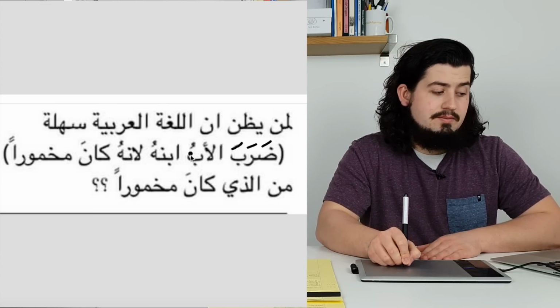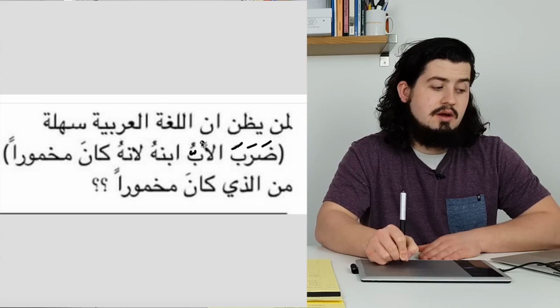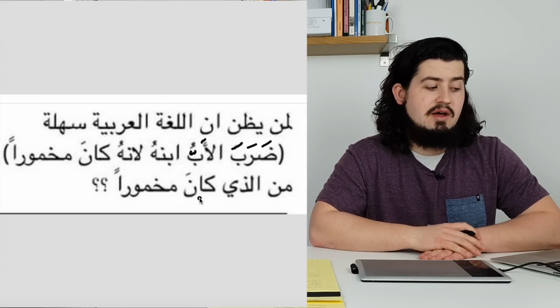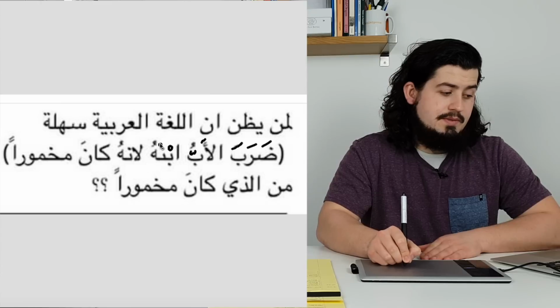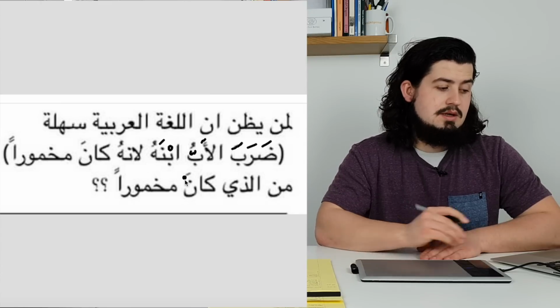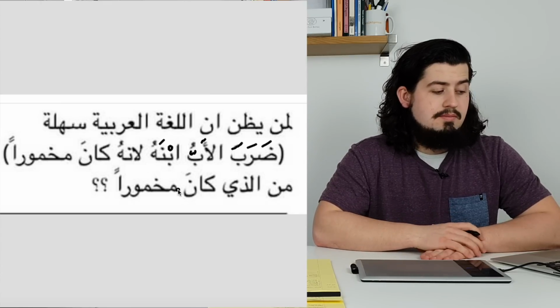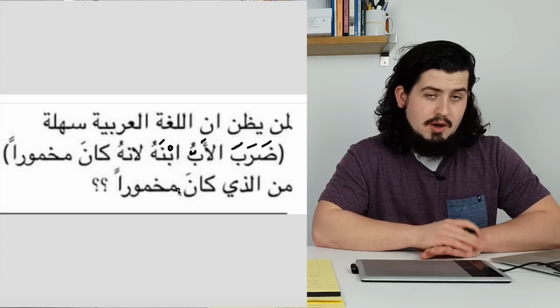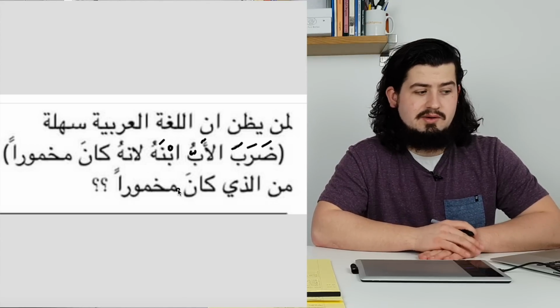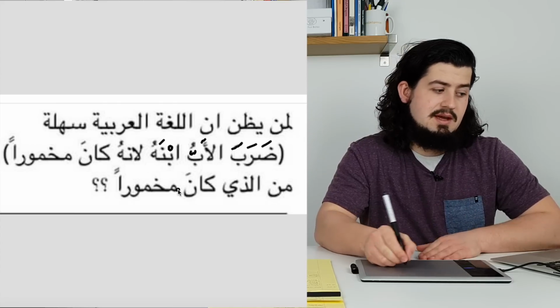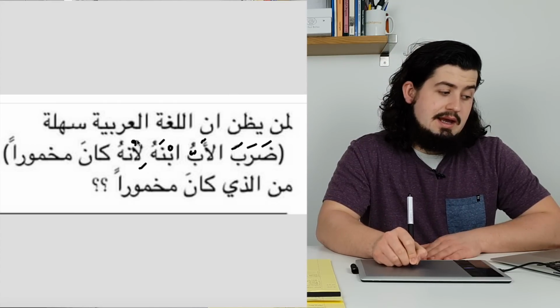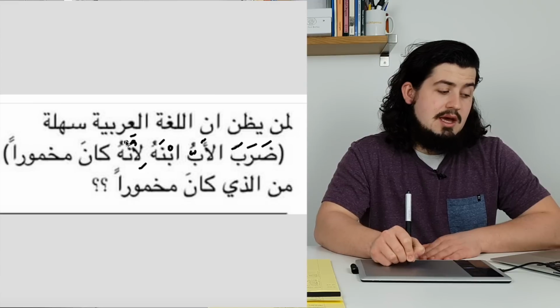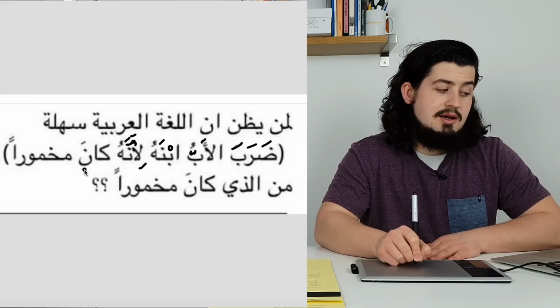ضَرَبَ الْأَبُّ. There would be a shadda in there. So the father hit. Then we've got إِبْنَهُ, his son. So the father hit his son. لِأَنَّهُ, because he kana makhmuran.